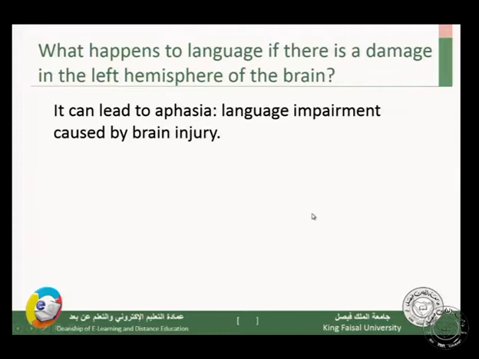So damage to the left side of the brain, let it be a car accident or a stroke, which is called تجلط الدم in Arabic. If this happened, does this lead to a language impairment, to difficulties in speaking, to difficulties in understanding speech? Of course, if there is damage to the left side of the brain, for the majority of people, this damage can lead to aphasia, which is language impairment.